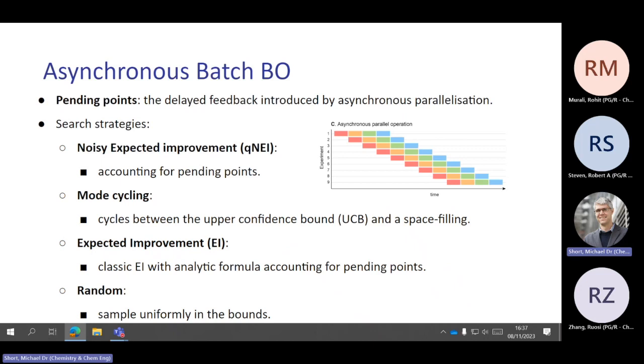The delayed feedback is called the pending points, and there are several such strategies. First is the noisy expected improvement, which considers the pending points in the optimization. The second is mode cycling, which switches between upper confidence bounds and space-filling algorithms. It is a baseline algorithm shown in last year's NeurIPS paper. The third is the classic expected improvement with an analytical formula accounting for the pending points. The fourth is the random strategy.